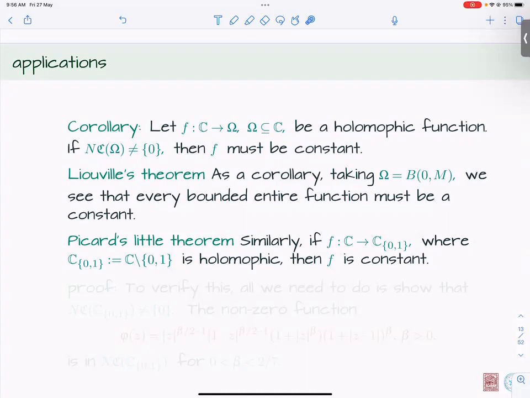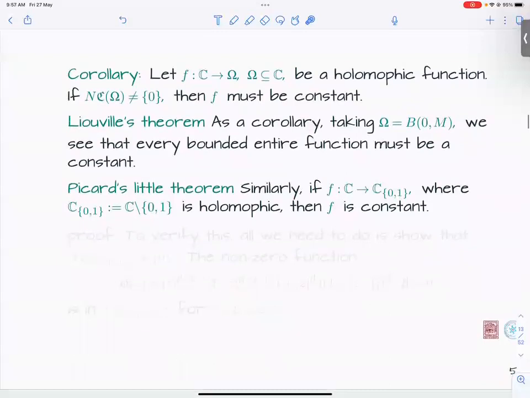And therefore, you can pull it back under this hypothetical entire function. And the pullback metric will be a metric on the entire complex plane whose curvature is going to be again minus 4. Now that's a contradiction, and therefore you have proved Liouville's theorem.